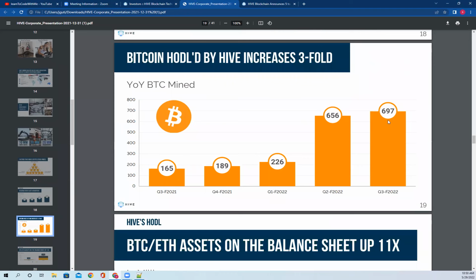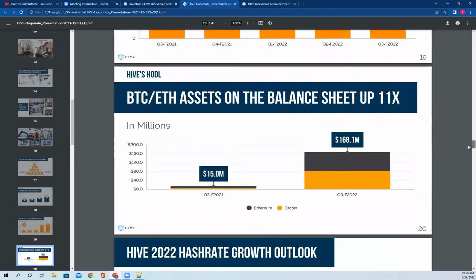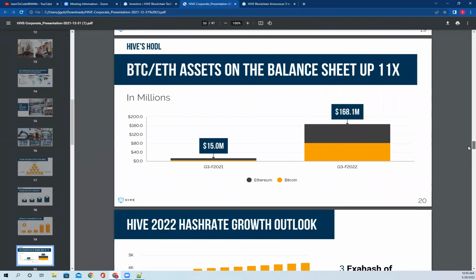So that's 700 Bitcoin. However, that's going to be about 233 per month. You also have to consider that this company also mines Ethereum, and so we have to think of it in Bitcoin equivalents, not just focusing on the Bitcoin, but the Ethereum as well, converting that over to Bitcoin, and that's how you get the 400 plus Bitcoins that it mines per month.